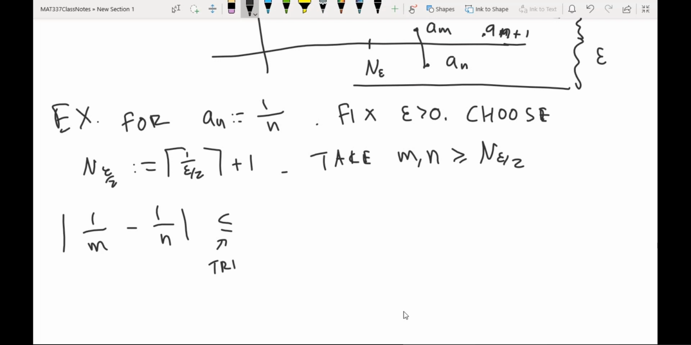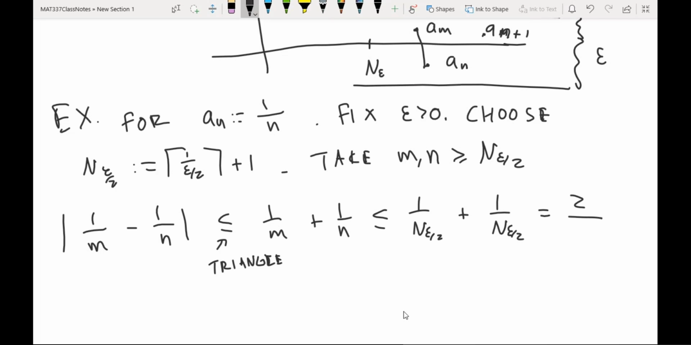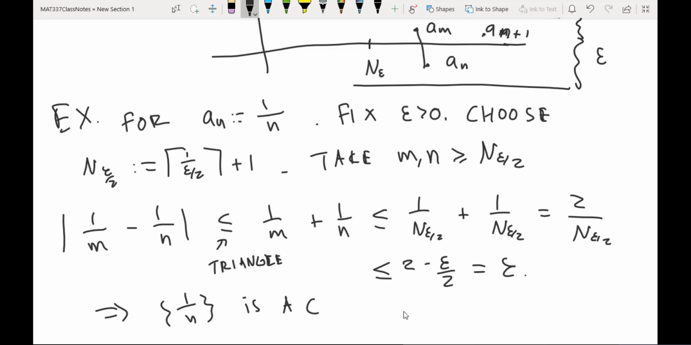Use triangle. So 1 over m plus 1 over n. By monotonicity, these are both less than N epsilon over 2. And then you use your definition for N. So you get 2 times epsilon over 2, which is just epsilon. Okay, so 1 over n is a Cauchy sequence.